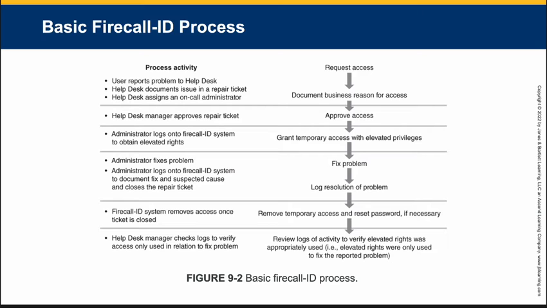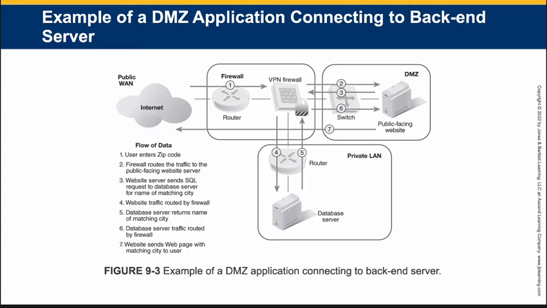Let's take a look at an example of a demilitarized zone in terms of the back end server. Here we have an illustration of an organization which has a public WAN connected to a firewall router, in this case towards a VPN firewall, towards the DMZ, or demilitarized zone, in terms of the switch and public facing website, and also a private LAN from the router to the database server.